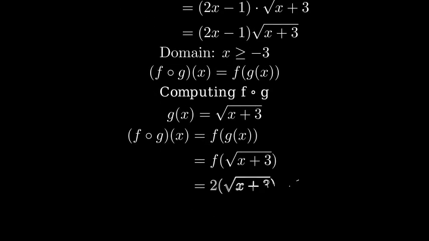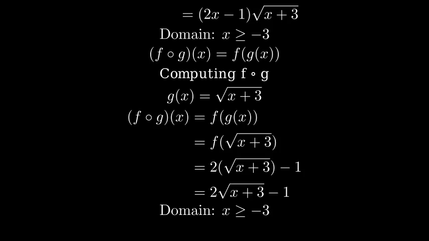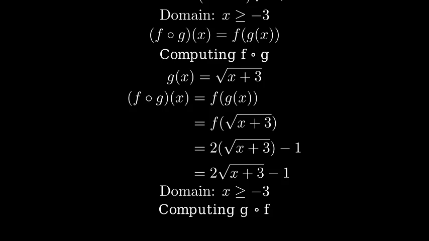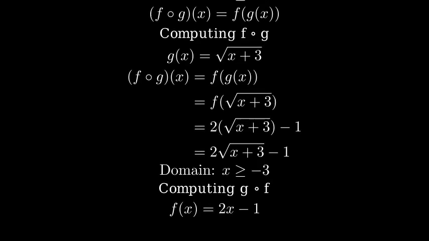So, f of g of x equals 2 times the square root of x plus 3 minus 1, which simplifies to 2 times the square root of x plus 3 minus 1. The domain is x greater than or equal to negative 3, which is where g of x is defined. Now, let's compute g composed with f. We have g composed with f of x equals g of f of x. We first compute f of x, which is 2x minus 1. Then we plug this into g.